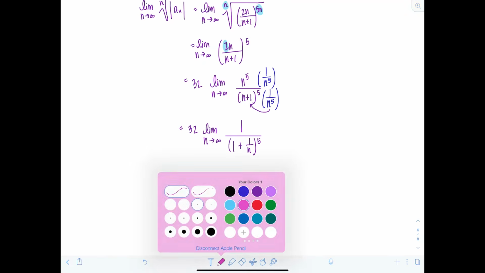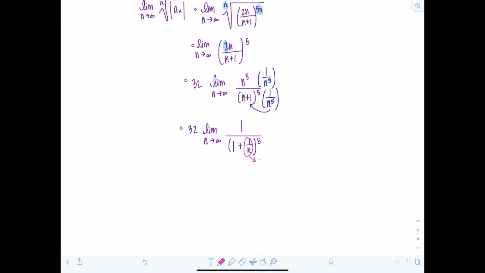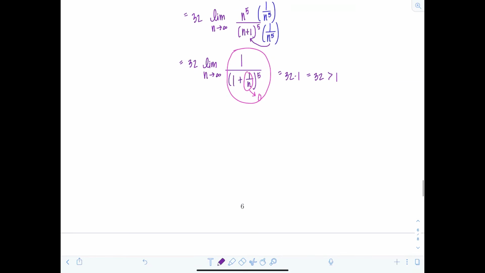So as n approaches infinity, 1 over n is going to approach 0. So this quantity here is just going to be approaching 1, and I have 32 on the outside. So this limit's going to be 32 times 1, which is 32, and that's definitely greater than 1. So what does that tell me? That tells me that the sum, n equals 2 to infinity, of negative 2n over n plus 1 to the 5n diverges by the root test.